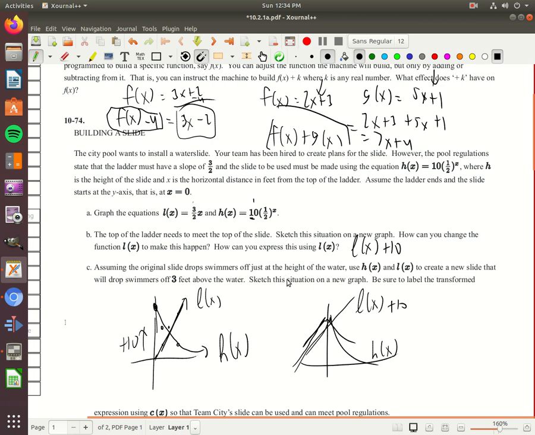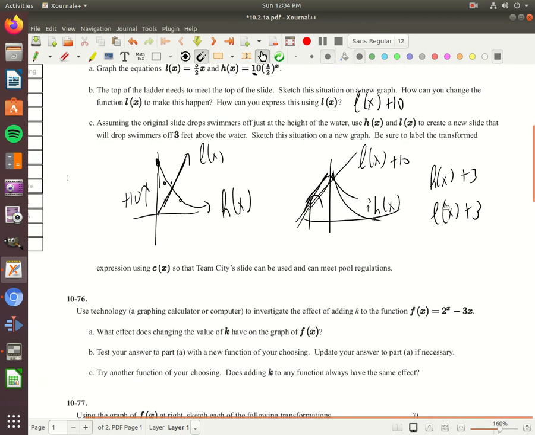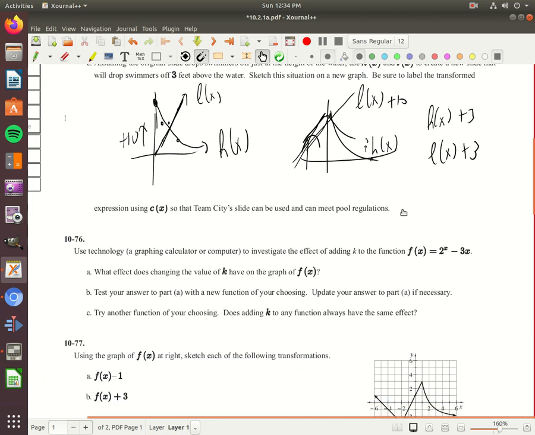So assuming the original slide drops swimmers off at just the height of the water, h of x and L of x, create a new slide that will drop swimmers off 3 feet above the water. So I need to make a new slide. Again, h of x and L of x are dropping them off at the water, and I want to raise that up 3 feet. So I guess what I could do is say h of x plus 3, and L of x plus 3. And again, that will just shift everything up. That's the whole point of this lesson, that we can rewrite it using that h of x and that L of x and that function notation.